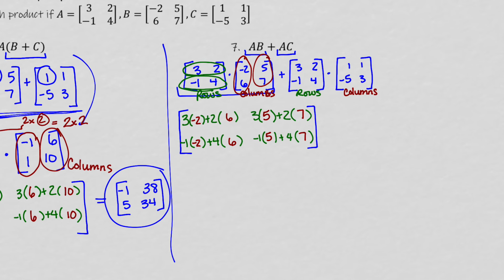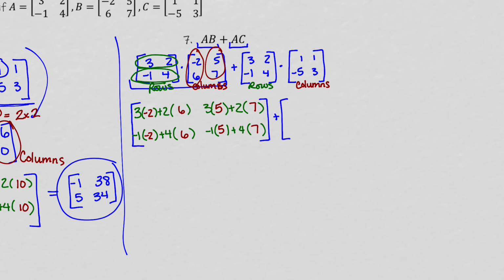And now we're going to do the A times C. I'm not going to simplify that first one yet. Now we're going to do the multiplication of A times C. Okay, so we want the rows from this one. So I have 3, 2. And there's going to be 2 columns here, so I'm going to do it twice. Second row is negative 1, 4.